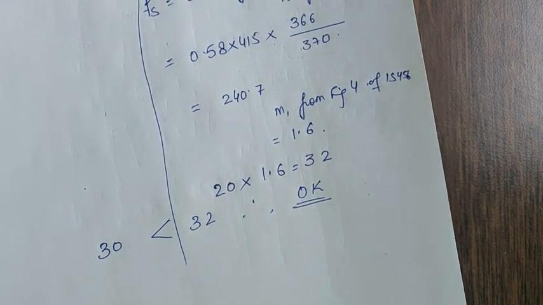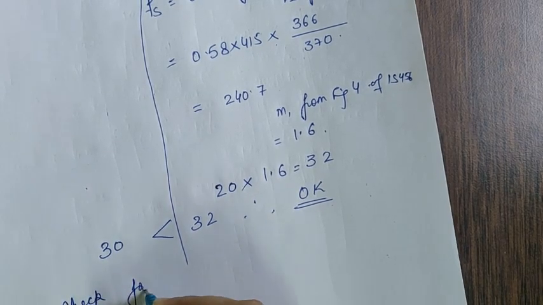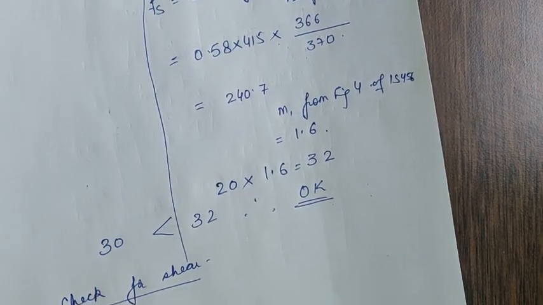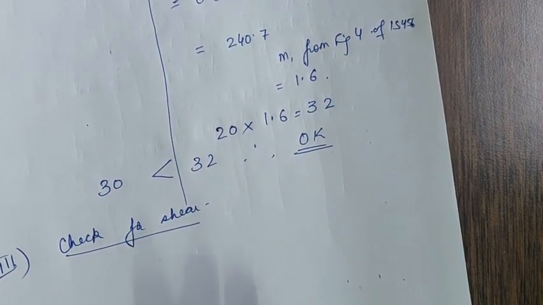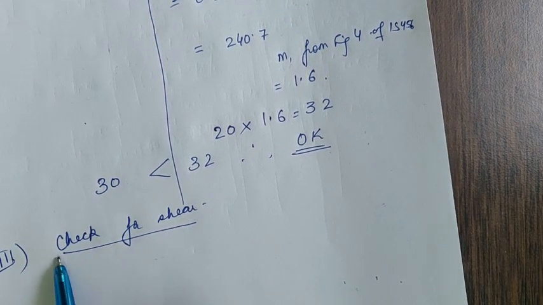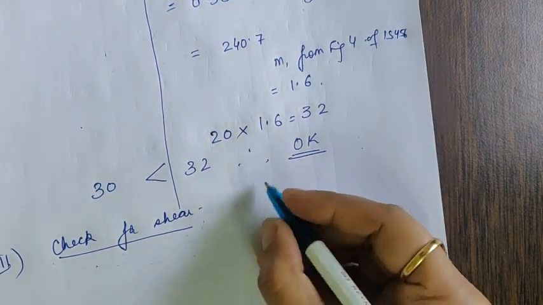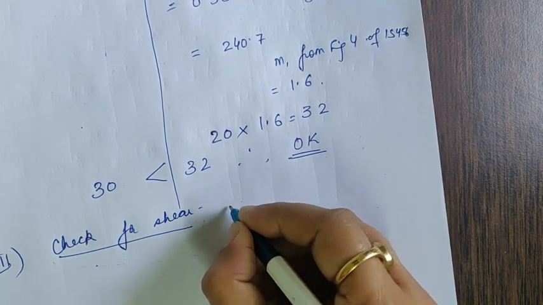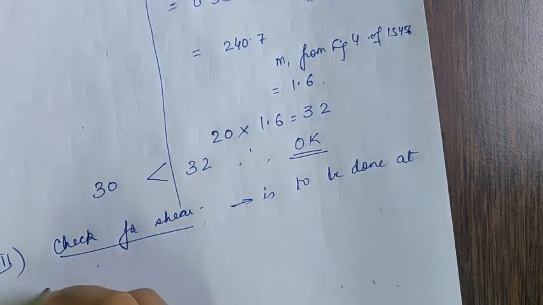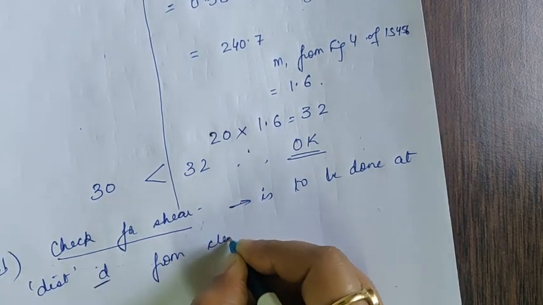Okay. Now the next and the last check is check for shear. Although I have told you that the slabs are most of the time safe in shear, I'll be doing this check only once, and I'll be doing now the exact check. What does the exact check say? The code says the check for shear is to be done at distance d from clear span.